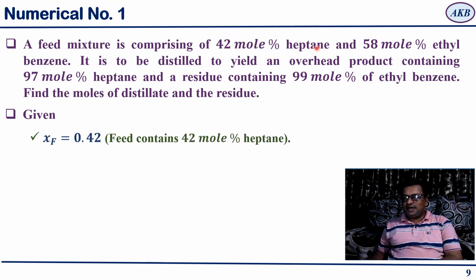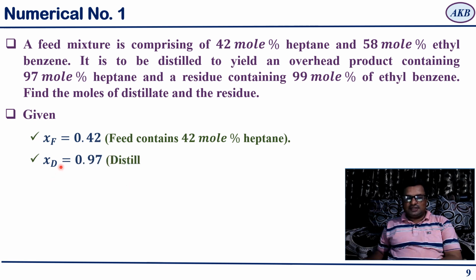Further, XF is given, the composition of feed. Since we have already identified that heptane is the more volatile component, and the feed is containing 42 mole percent of heptane, XF is known to us. XF will be 0.42. Why 0.42? Because the feed is containing 42 mole percent heptane. So you can convert mole percent to mole fraction by simply dividing by 100. So XF is equal to 0.42.